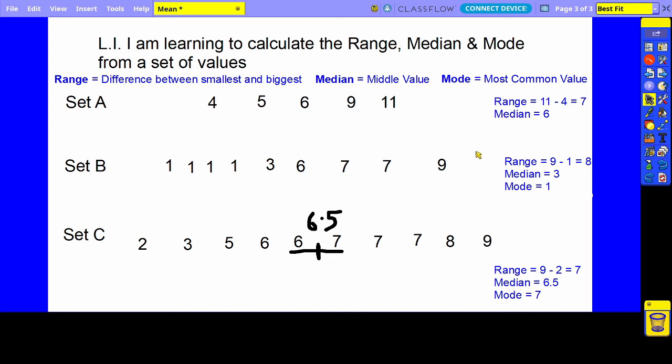So that's it, guys. That's everything you need to know to work out the range, median, and mode.